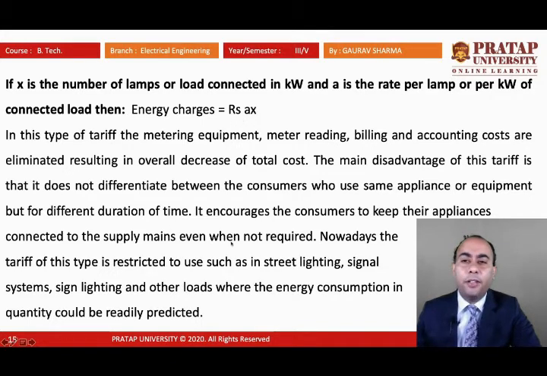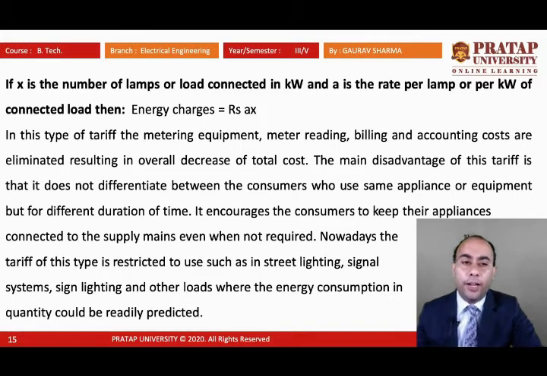So in this type of tariff, the metering equipment, meter reading, billing and accounting costs are eliminated, resulting in an overall decrease of total cost. We are charging only as per their connected load. If they consume more than that connected load, we are not charging for that, and we do not charge for meter reading, billing, accounting and metering.